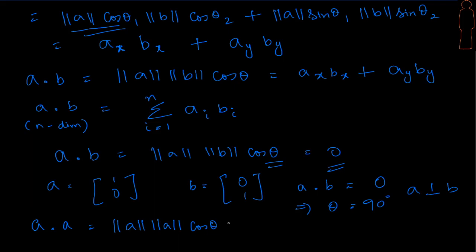So what is cos 0? That is 1, and therefore this is simply the magnitude squared, right? So when I want a dot product of the vector with itself, I get the magnitude squared. Okay, so how does that help us? If I want to find the length of a vector, I can bring it up from the dot product, right?